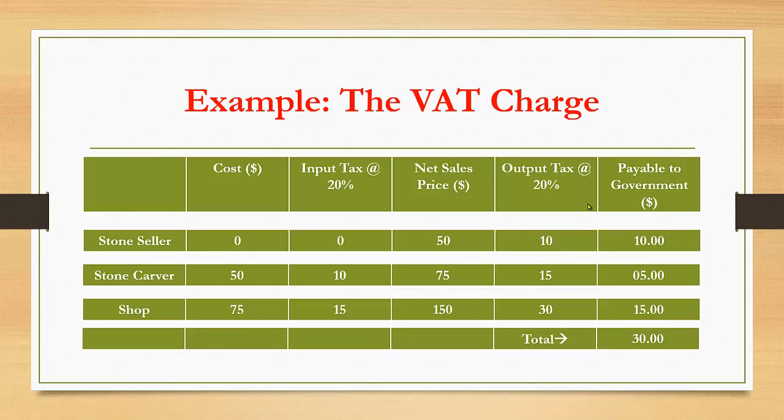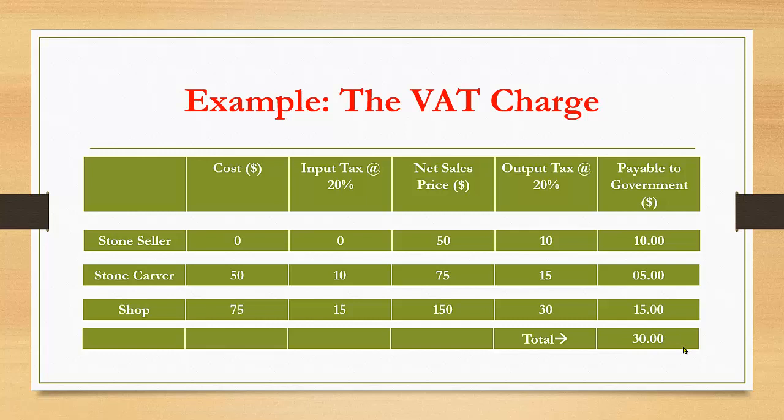Since the shop has paid $15 as an input tax, the shop will deduct its input tax from the output tax. So the difference of 15 again will go to the government. As you can see, at different stages of value addition, a tax is applied and charged, and it is deposited with the government. The first step it was 10, second it was 5, third it's 15. So the total tax that goes to the government is $30.